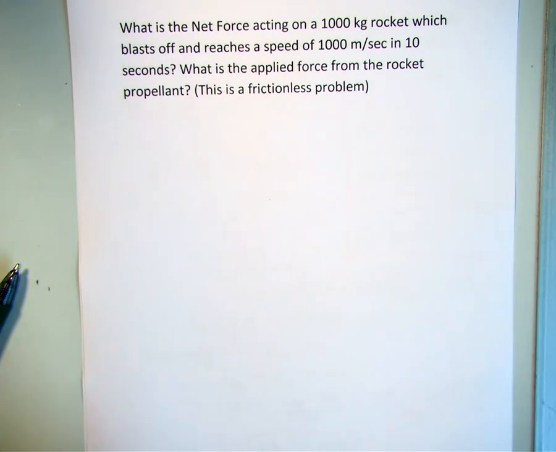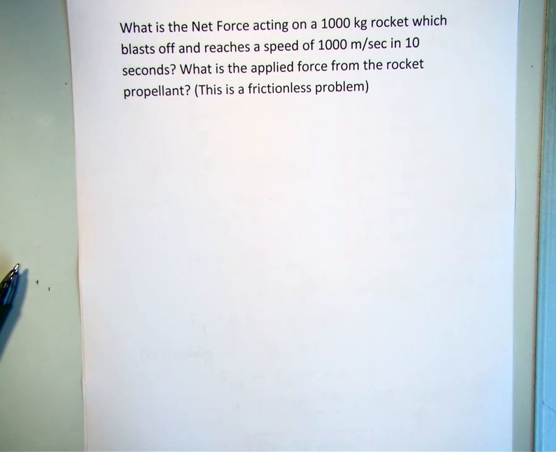Okay, what is the net force acting on a 1,000-kilogram rocket, which blasts off and reaches a speed of 1,000 meters per second in 10 seconds? What is the applied force from the rocket propellant? This is a frictionless problem. I just went ahead and put that in there because you could have air resistance, like air friction, but we're not going to consider that.